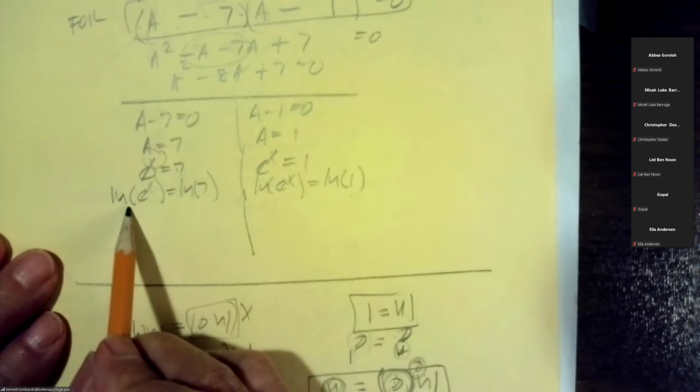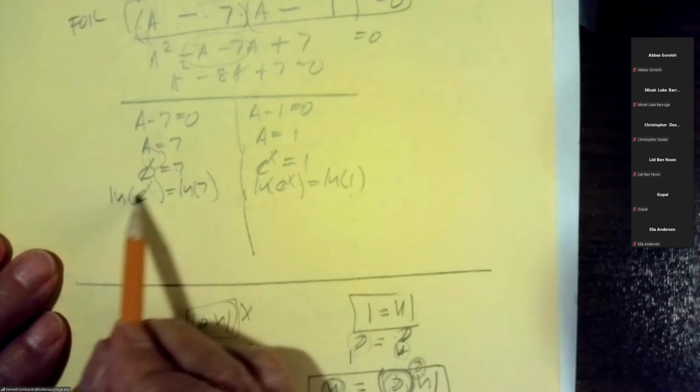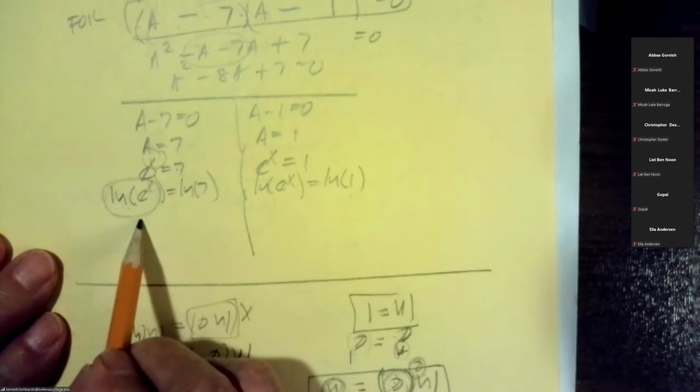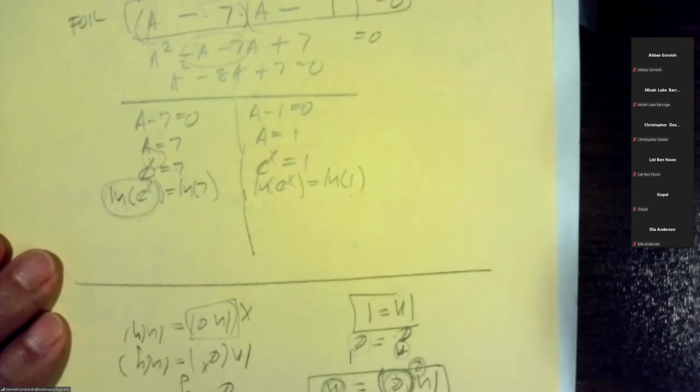And so the ln e to the x. So looking at this left side, ln of e to the x equals what? X. Never mind. Thank you. We know you know the answers, Chris. We're going to let other people help us out.